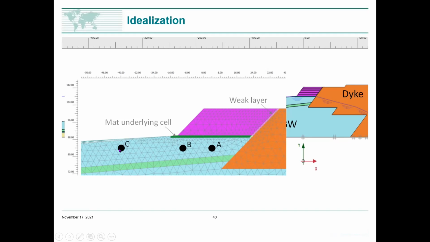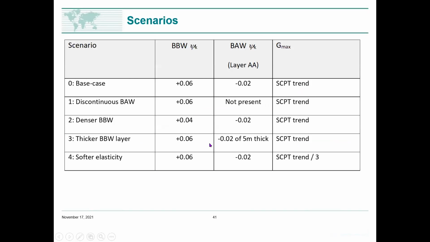So we said, well, let's track what's going on in C. So that's our model, that's our idealization. And of course, in a case history, there are uncertainties. So the base case is basically what I've talked you through. We have this layer AA, and remember I showed it's a little bit denser, so we stuck in a state parameter of minus 0.02. The plus 0.06 is the beach below water, and so what I've talked at length about. And we put in Gmax at the SCPT trend, which I introduced to you earlier in the beginning of the talk.